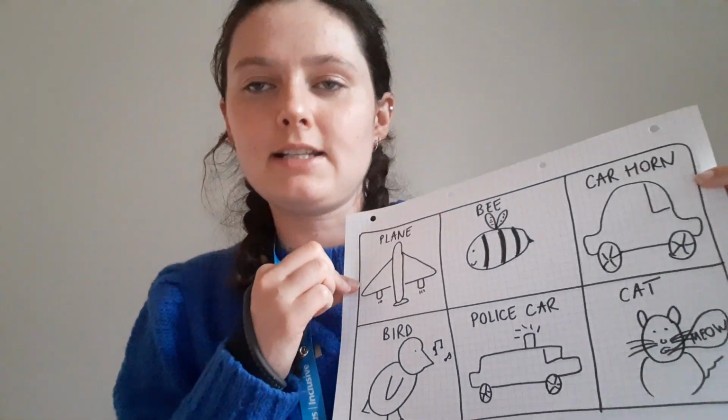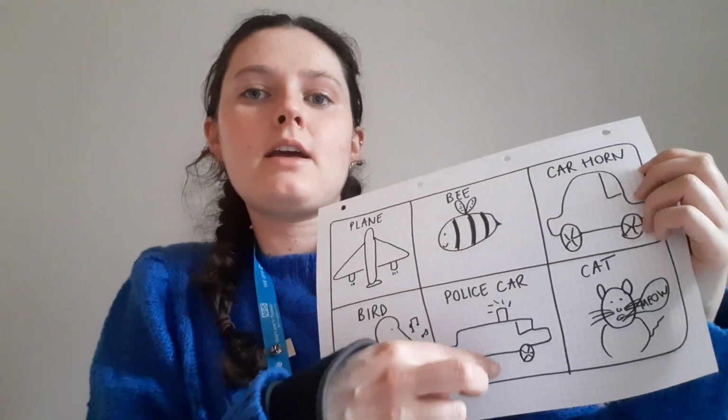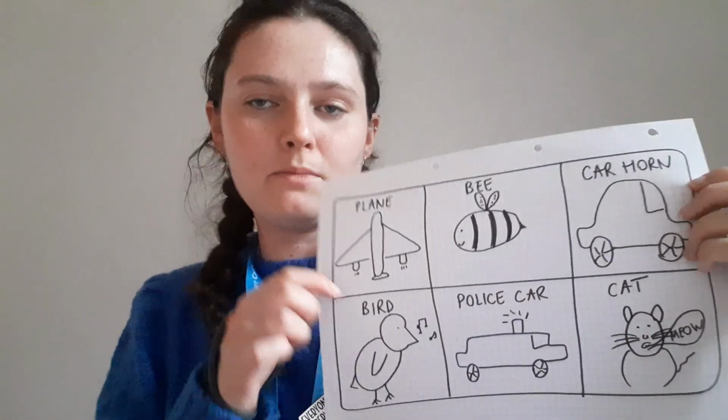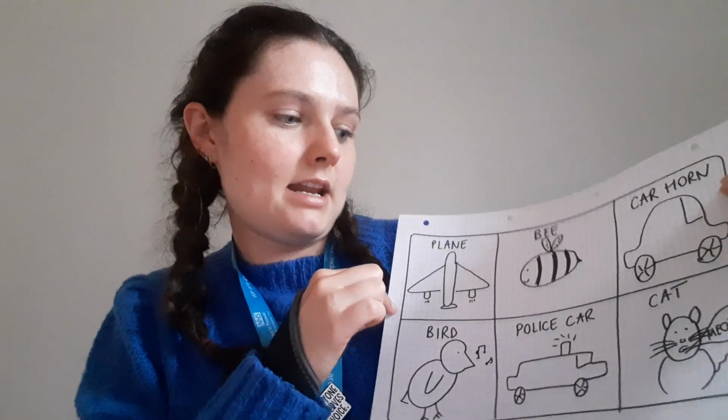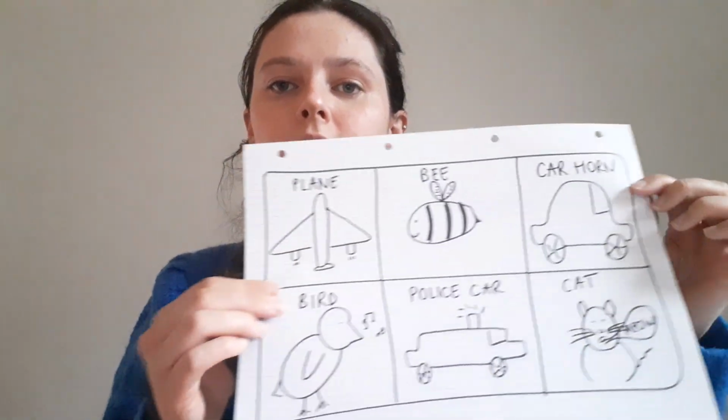And you can adapt all of these maybe to suit your child's interests. If they're really interested in nature, you could maybe have some more animals or different bird songs, or if they really like kind of different transport, you could have a whole transport one.